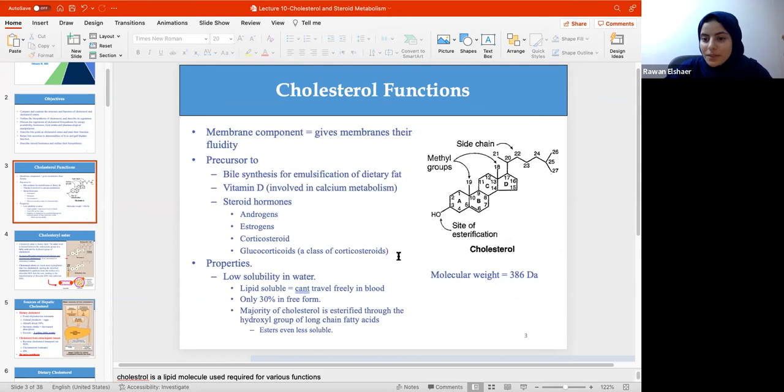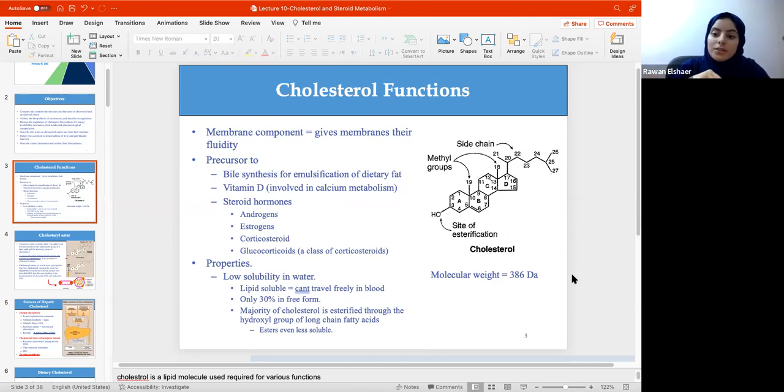It can get dissolved in lipids, yes. What about in blood? Can it be present freely in blood? No, yeah, it can't be. Okay, because it's hydrophobic. Think of it as a rule.